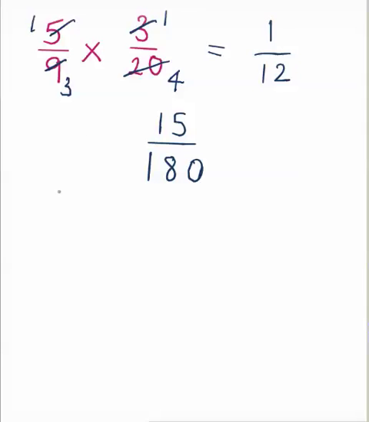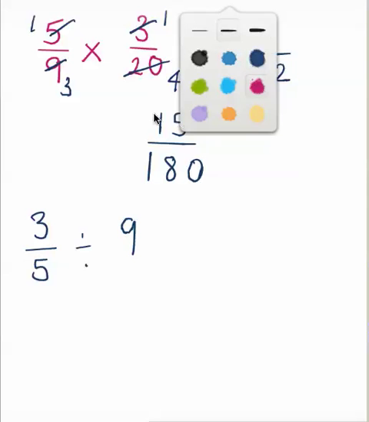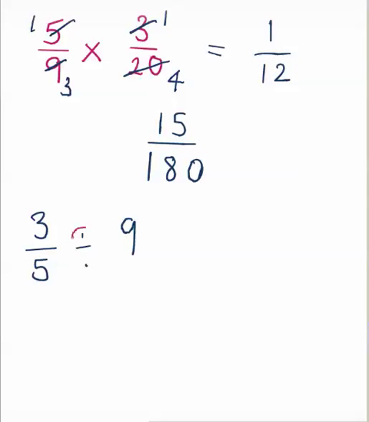Okay, and our next question, which is on division. And on the test, you had a question like this. It was 3 over 5 divided by 9. Now, whenever you see division and fractions, you just got to turn the division to times. You can turn it into times by just flipping the fraction on the right.